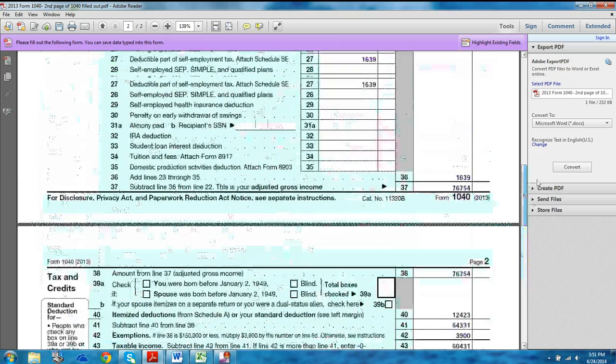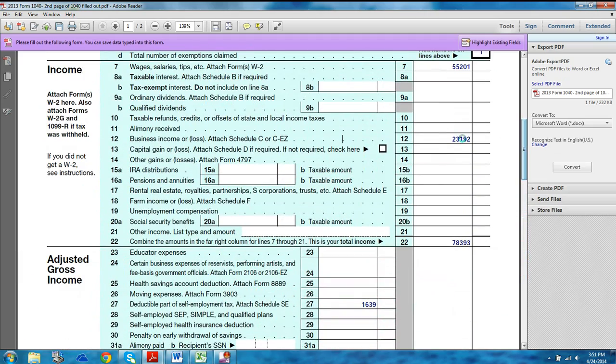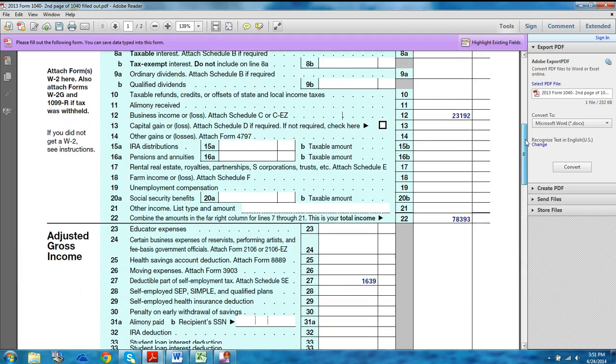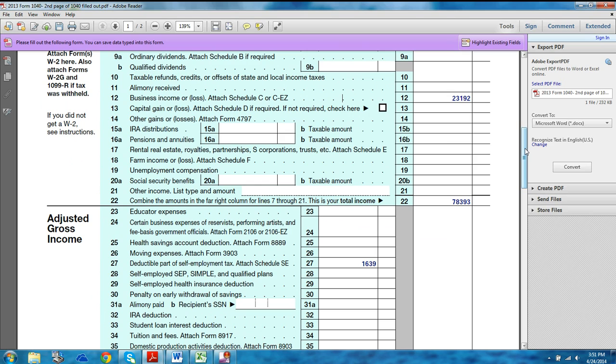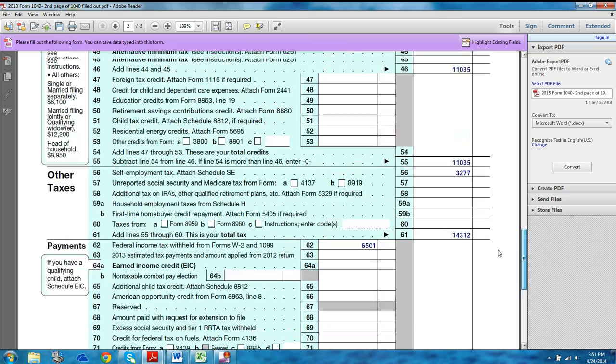Now you can't just take 23,192 and multiply it by 15.3%. You have to first take out the employer portion of the payroll tax, because you get a deduction for that. So you take that out, then you multiply that product by the 15.3%, and you get the self-employment tax down there on line 56.